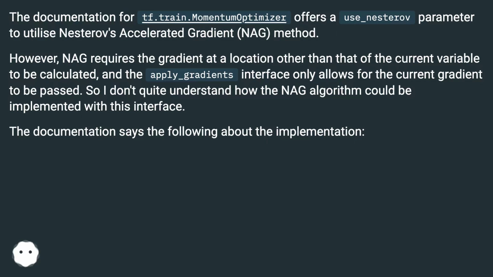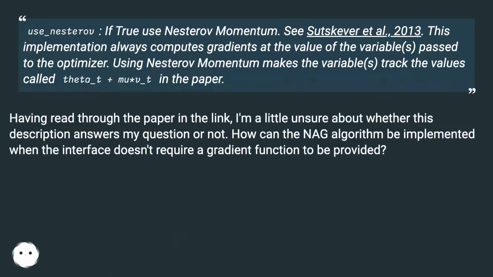The documentation says the following about the implementation. use_nesterov: if true, use Nesterov momentum. See Sutskever et al., 2013. This implementation always computes gradients at the value of the variables passed to the optimizer. Using Nesterov momentum makes the variables track the values called theta_t plus mu*v_t in the paper. Having read through the paper in the link, I'm a little unsure about whether this description answers my question or not. How can the NAG algorithm be implemented when the interface doesn't require a gradient function to be provided?